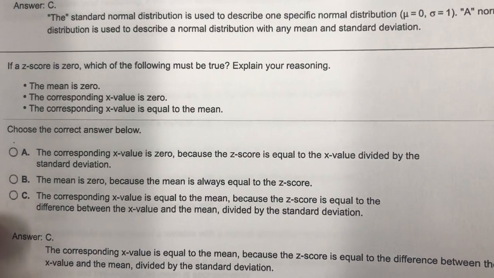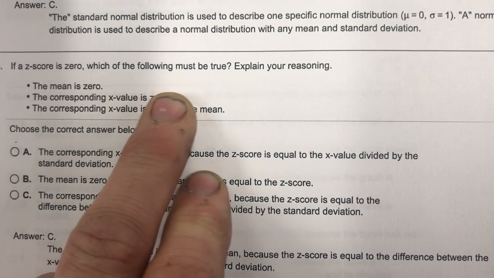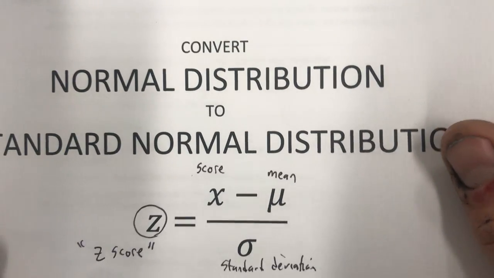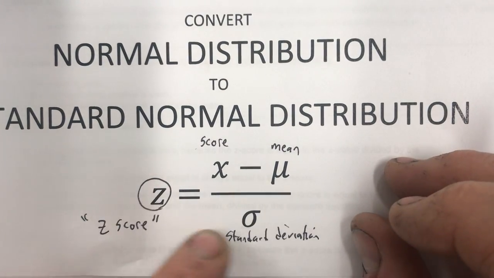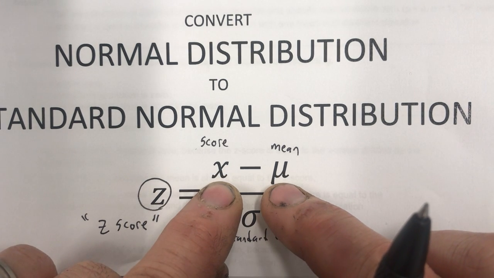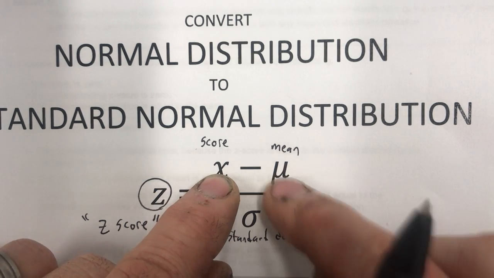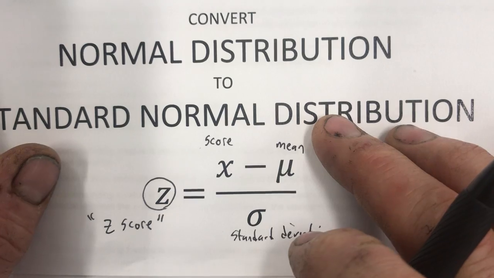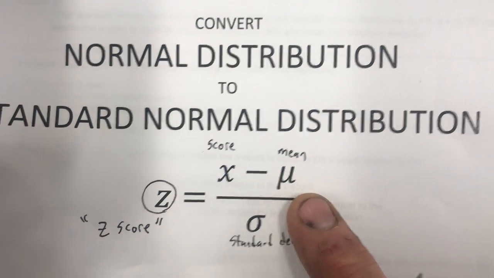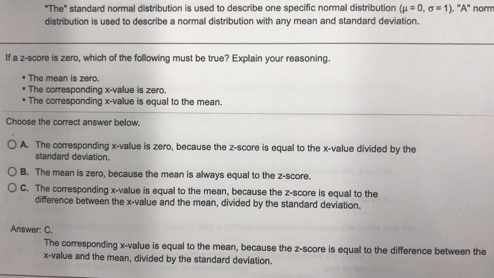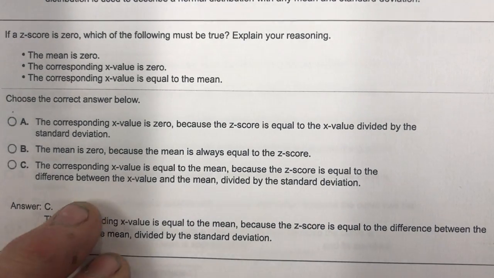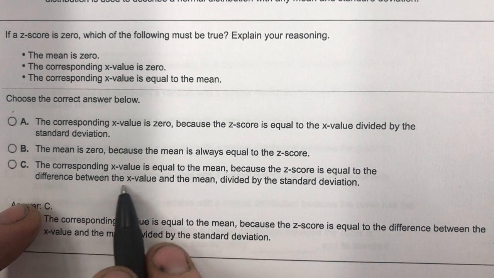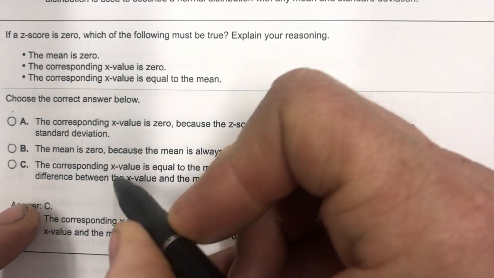Okay, now number 8. If a z-score is 0, which of the following must be true? Okay, go back to my thing here. When you have a z-score, if you're going to get 0 z-score, that means these 2 are equal. I'll have x minus the mean. So like, say my x is 3 and my mean is 3. 3 minus 3 would give me 0. So that's the only way you can get 0, is if x and the mean, mu, are the same. So the corresponding x value is equal to the mean, because the z-score is equal to the difference between the x value and the mean. So the answer is C.